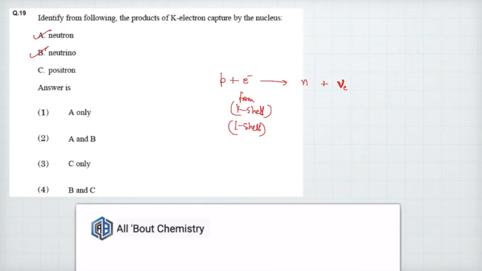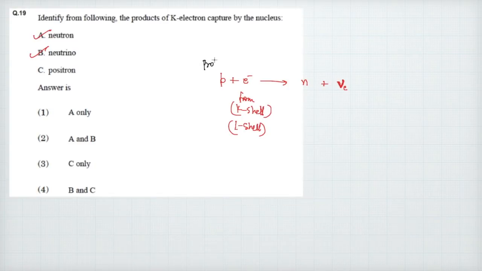So I'll just write down. What is happening is that a proton is absorbing an electron from the K shell or L shell, and it is forming a neutron, and what is being eliminated is an electron neutrino. Okay, neutrino. So that is being eliminated. So the answer will be option number 2, which says A and B both. Alright, so this is how this question has to be done. Now let's go to the next question.